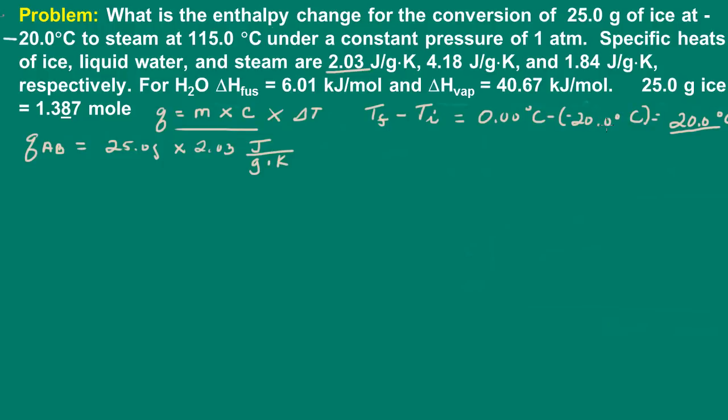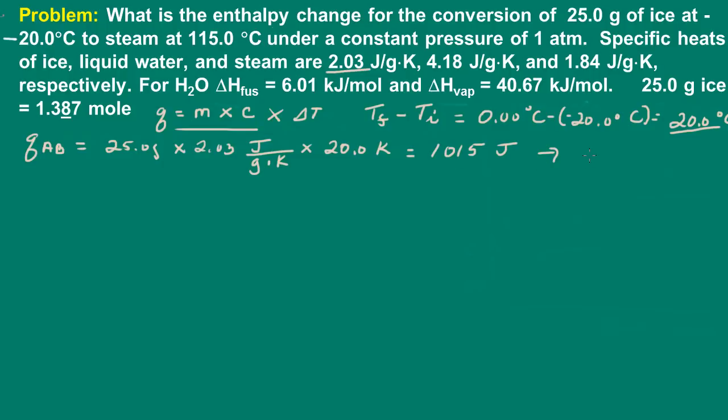Because the temperature difference between 0 and negative 20 is a 20 unit difference, whether it be Kelvin or degrees Celsius, I'm going to go ahead and put my delta T in here. So that's 20. And I'll just make that Kelvin so the units cancel out. So we have 25 times 2.03 times 20. And that gives us 1,015 joules.